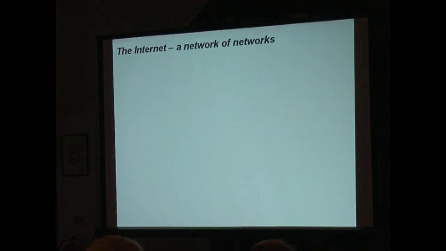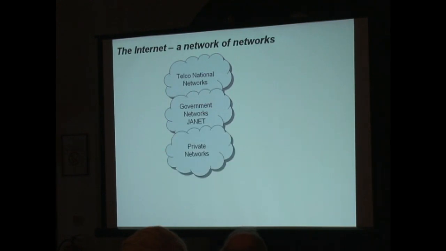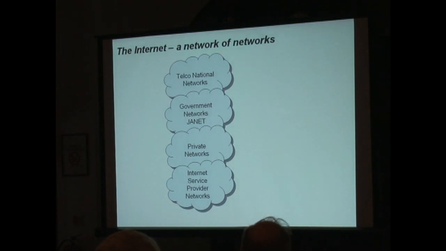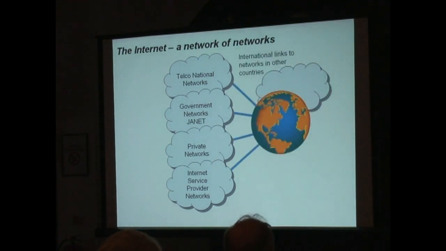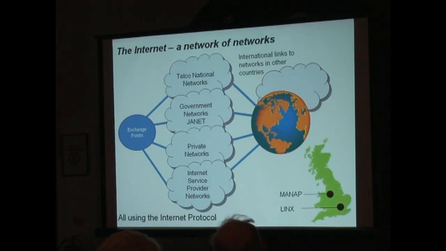And what is that internet? What have we actually got as a result of all these different developments? Well, the internet is a collection of networks. The national telco networks, government networks in this country like Janet, private networks like those of the major companies, like the big banks, the big manufacturing companies, the airline industry, and of course now internet service provider networks who just exist to provide internet services. All connected throughout the world and all needing to connect through something we call exchange points, and all now using the internet protocols. And in the UK, the two major exchange points are in Manchester and London.